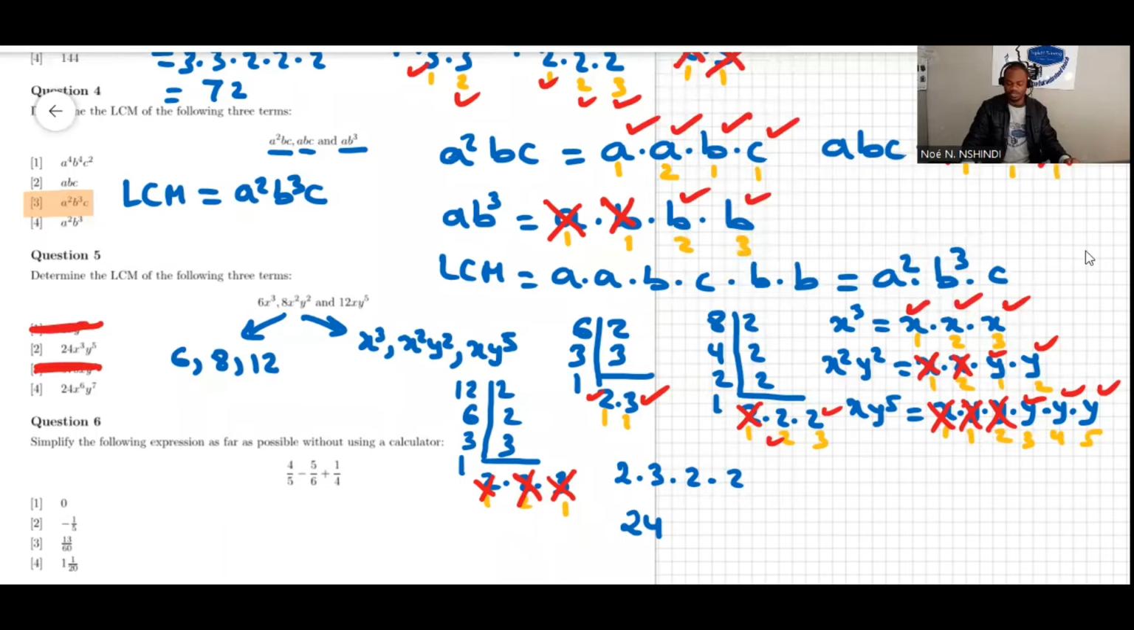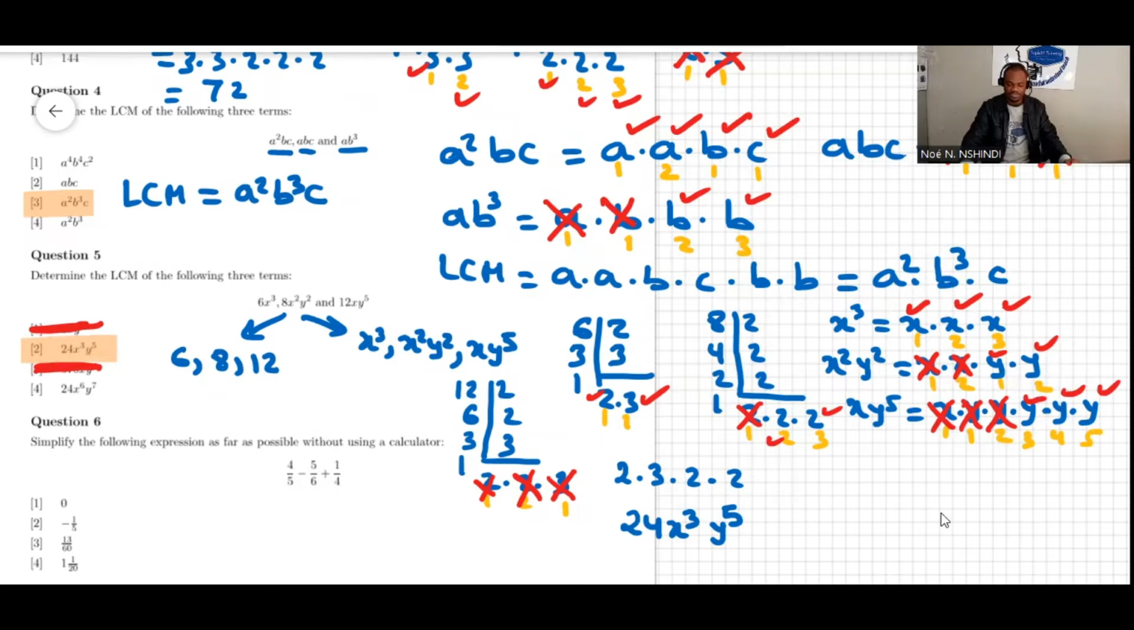Now, for the variable x times x times x, there's no other x, so x cubed. And then the y, you have 1, 2, 3, 4, 5, y to the power 5. So the correct answer is alternative 2.